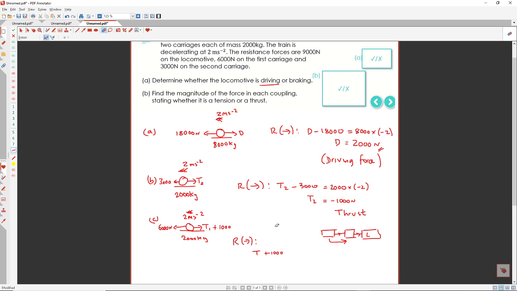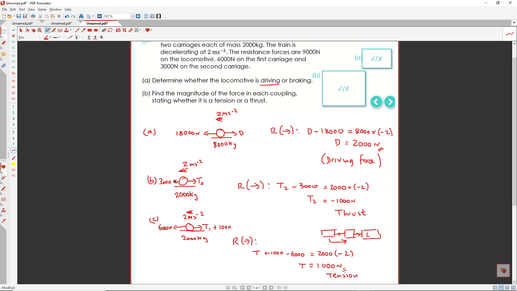We do still have T1 plus 1,000, but we need to have a minus 6,000 on there as well, and that equals 2,000 times negative 2. So we're going to have negative 4,000 plus 6,000 gets us up to 2,000. Take away the 1,000 gives us T equals 1,000 newtons. Now for this one, because we got a positive answer, it means we got the T1 in the right direction. So this is pulling that one forward. So this would be a tension force.